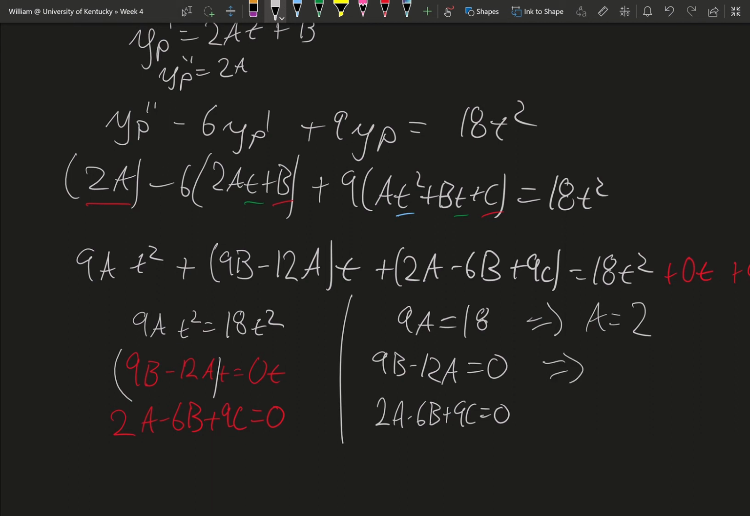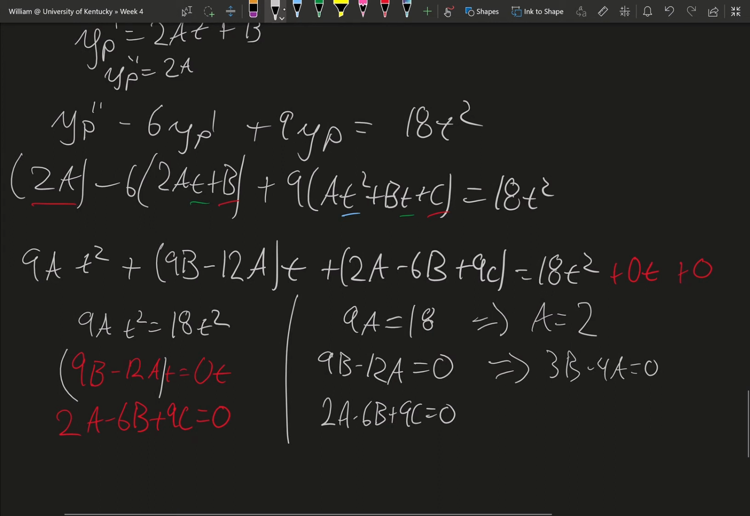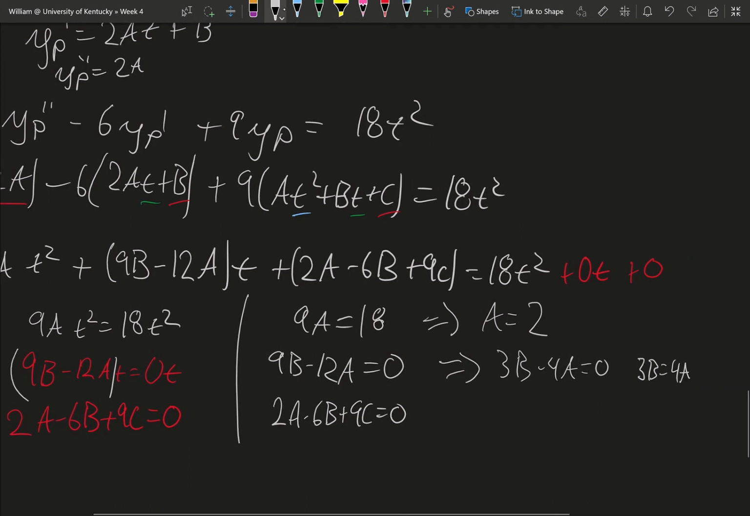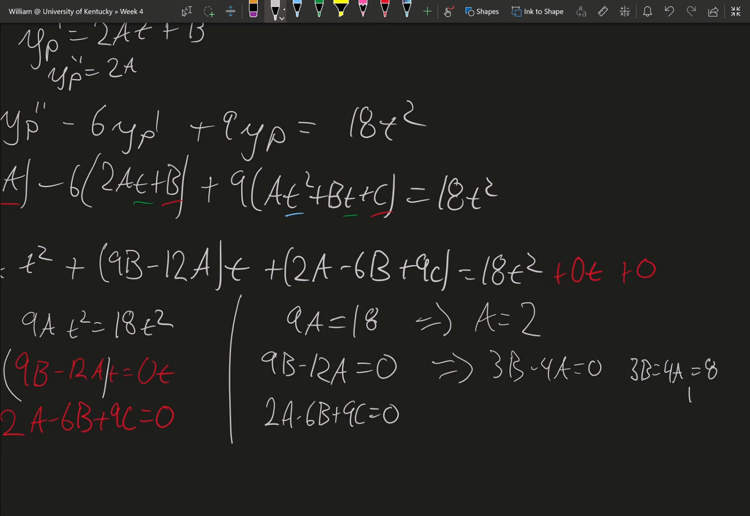I can rewrite this equation then. I'll pull out a 3 first. 3b minus 4a equals 0. So 3b equals 4a, which is 8, and b equals 8/3.